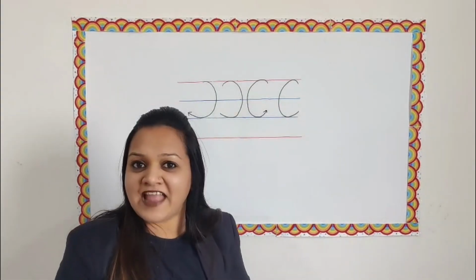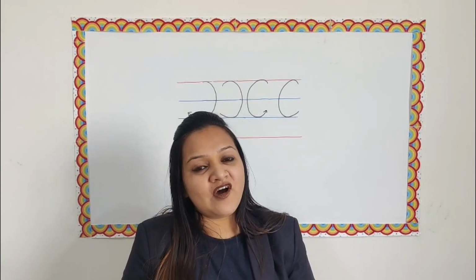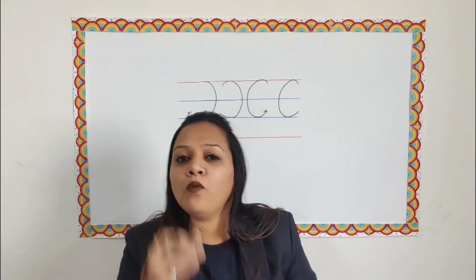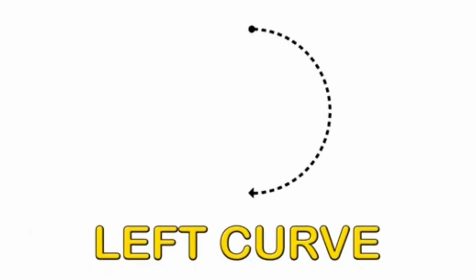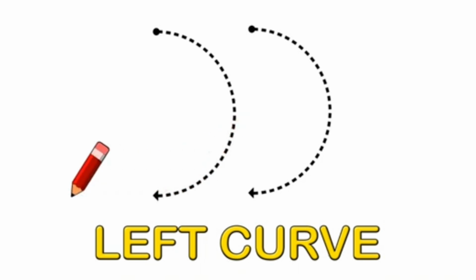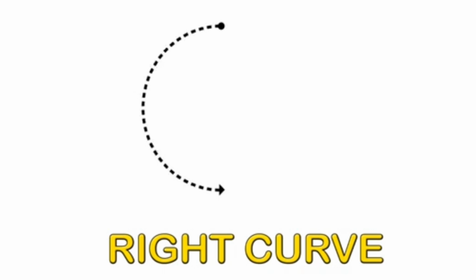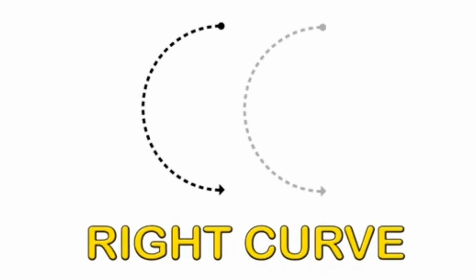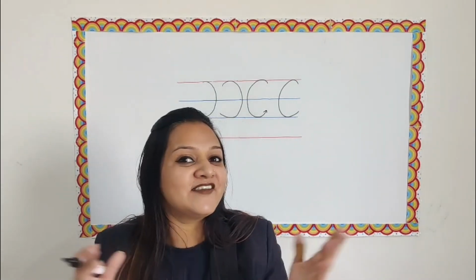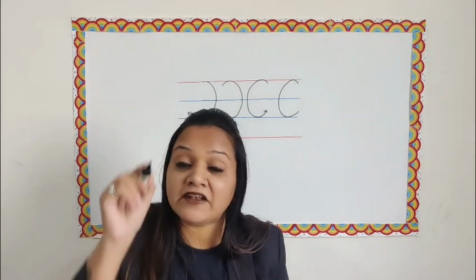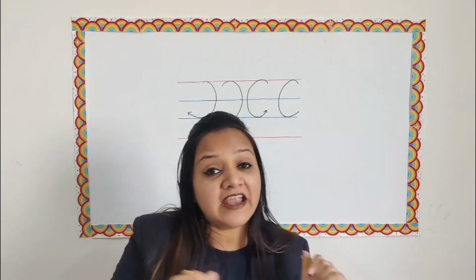Excellent, children. So now let's see how we draw a left curve and a right curve one more time. Let's see how to draw a left curve. Put your pencil down. Curve to the left side. Now let's see the right curve. Put your pencil down and go towards the right side. And this is a right curve. Okay, children. So very good. This was about the pattern writing of left curve and right curve.